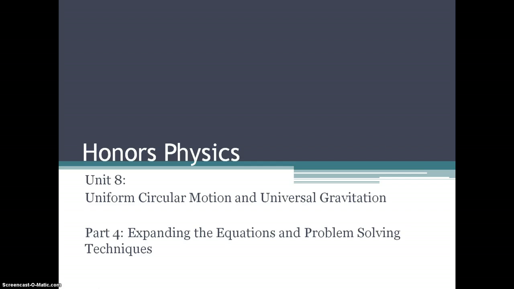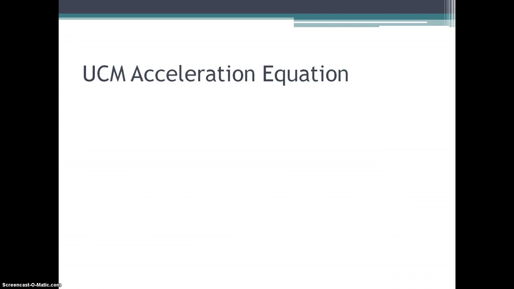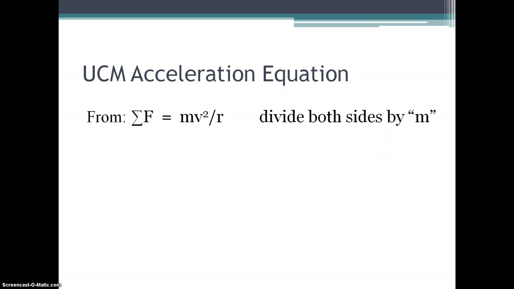This is UCM Part 4, and this one we're going to start looking at problem-solving techniques. So to begin with, we're going to look at the equations that we have and see if we can develop a couple that we haven't talked about yet. So to begin with, let's talk about acceleration. The only equation that I've given you so far is actually the F equals mv squared over r equation. So we're going to start with that. But we're going to look at that and see if we can find an equation for acceleration starting from this one.